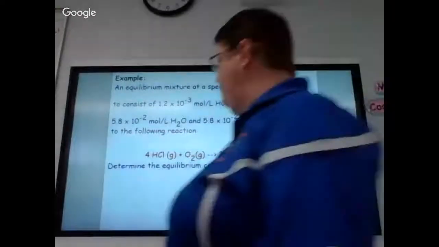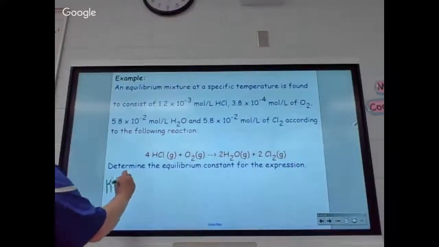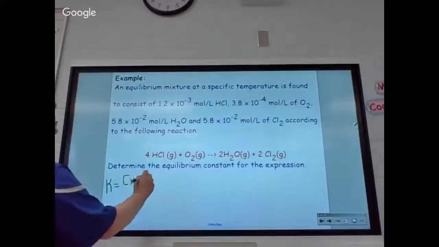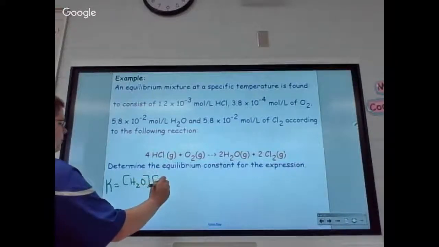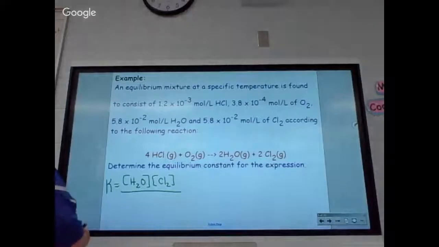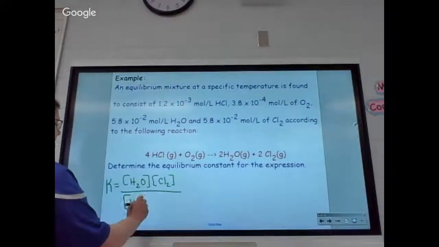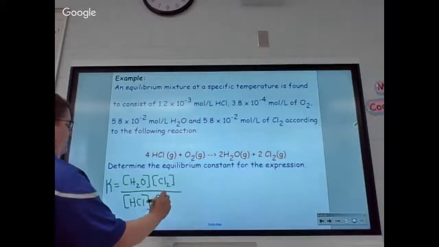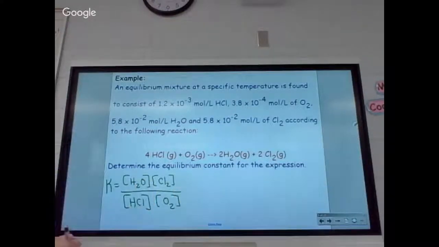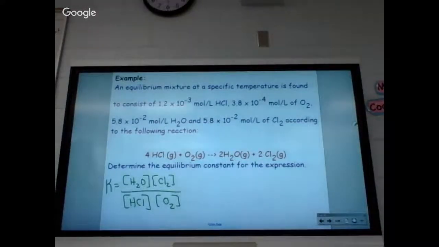K equals H2O squared times Cl2 squared over, what are my reactants? HCl and then O2. Is everybody okay with Sophie saying write K and putting the products over the reactants? Everybody okay with that much? Yeah. Okay. So what's step 2?